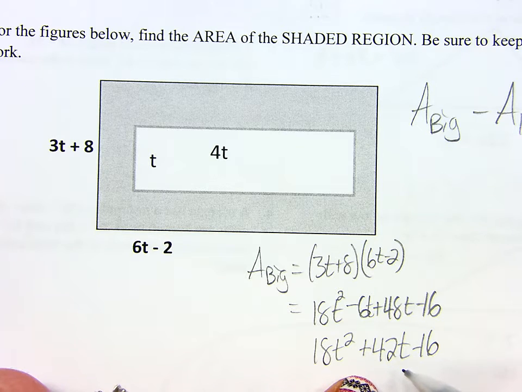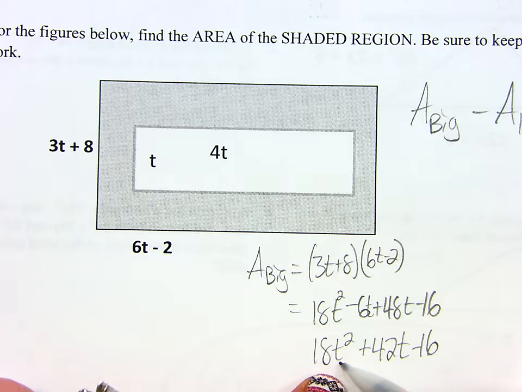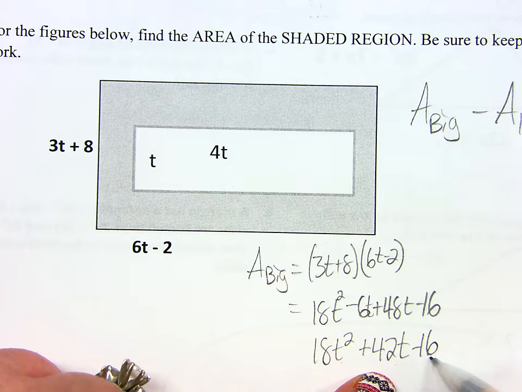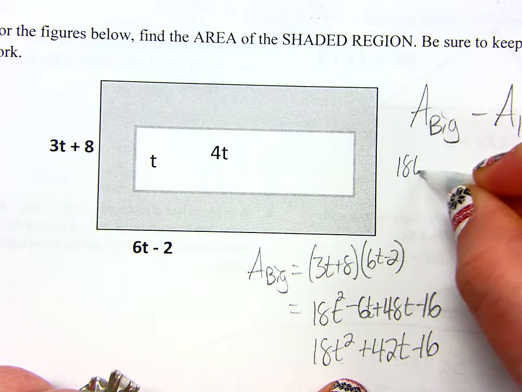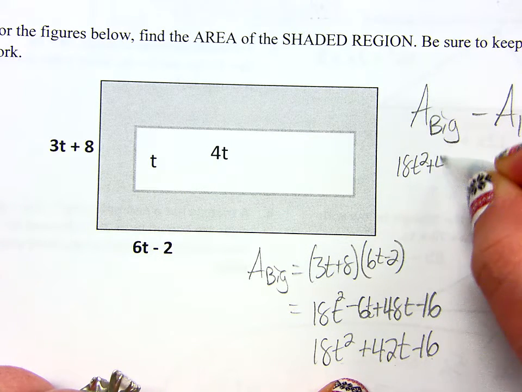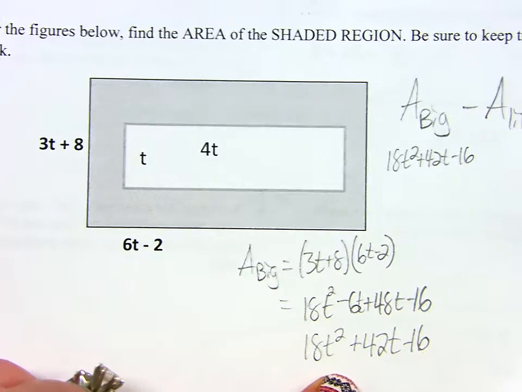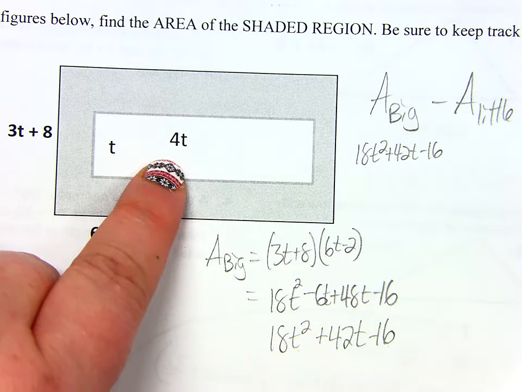When I multiplied those two sides together, this is where I ended up: 18t squared plus 42t minus 16. Is that where you ended up? Yeah. Base times height of the big thing? Okay, so I'm going to put that under here: 18t squared plus 42t minus 16. Now, I want to subtract from that the area of the little rectangle.